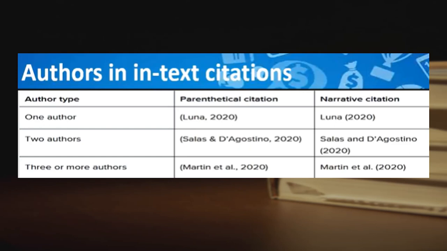This is an example. If there is one author, in a parenthetical citation you will keep in the bracket Luna, 2020, but in a narrative citation it will be Luna and then in brackets 2020. So there is a change. Same is the case with two authors, same is the case with three authors.